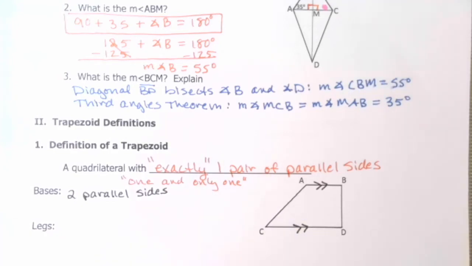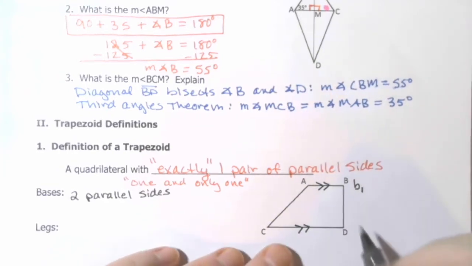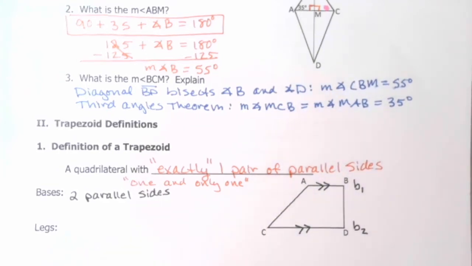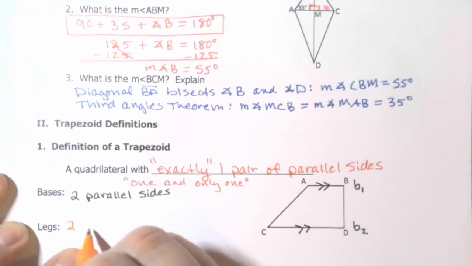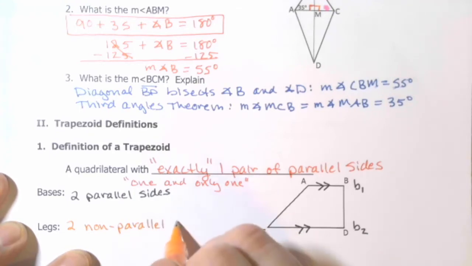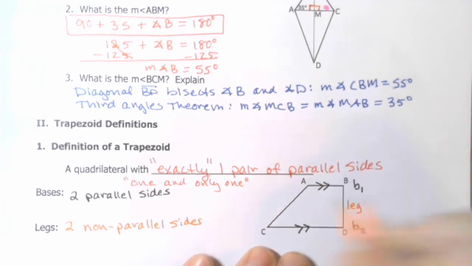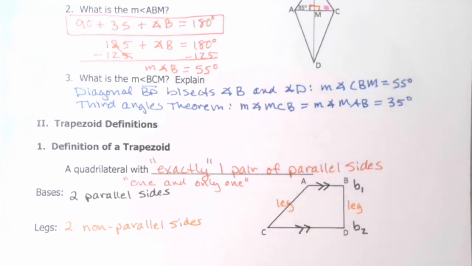So we usually refer to one of them as B sub 1 for base 1 and the other one as B sub 2 for base 2. Okay, legs. The legs of a trapezoid are the two non-parallel sides. So in this trapezoid, you have a leg on the right and a leg on the left. So two legs and two bases in a trapezoid. All right, flip the page.